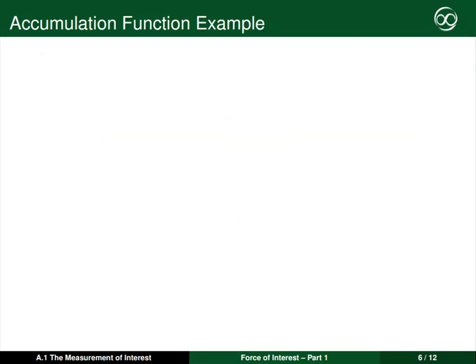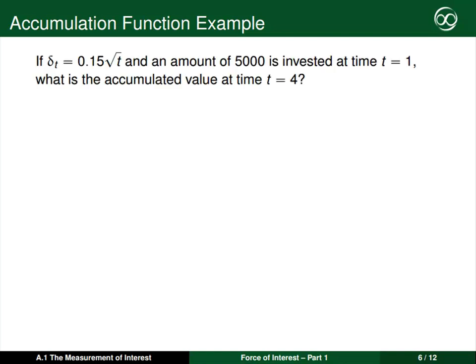Enough with the theory already. Let's work an example. So let's look at an accumulation function example. If the force of interest at time t is 0.15 times the square root of t, and an amount of 5,000 is invested at time t equals 1, what is the value of that investment at time t equals 4? Pause the video, try it for yourself.